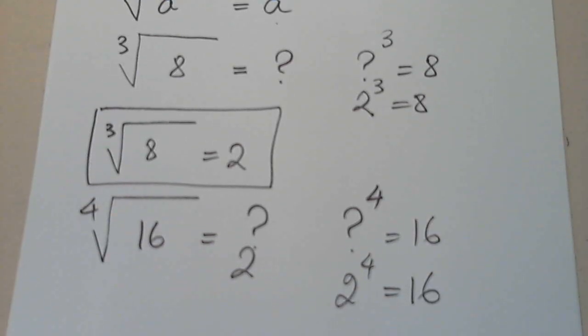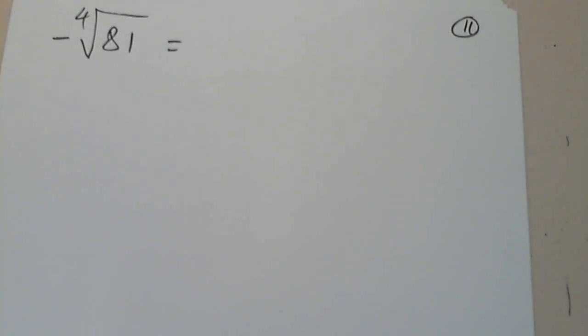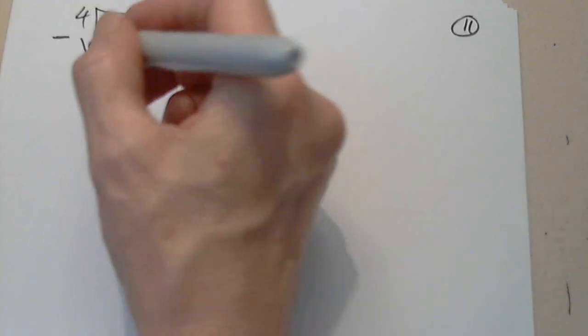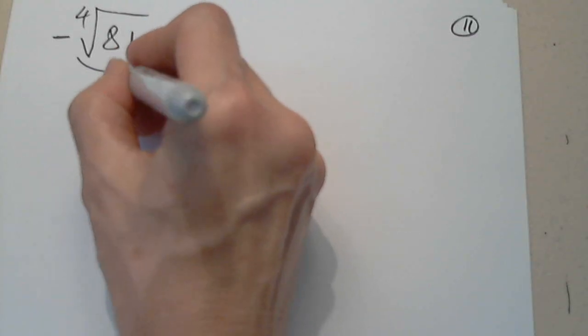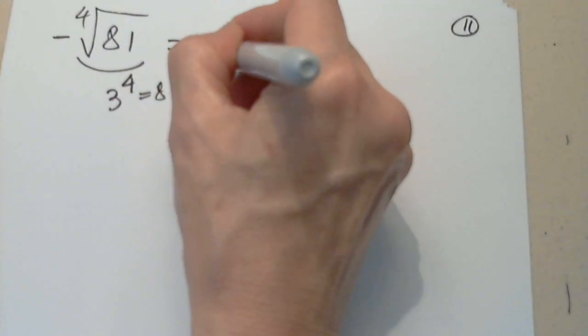Now, we're asked to find which number we raise to the fourth power to get 81. And then there is a minus in front, which is fine. So negative the fourth root of 81. We know that if we raise 3 to the fourth power, we get 81. So then this number is 3, with the minus in front, it is negative 3.